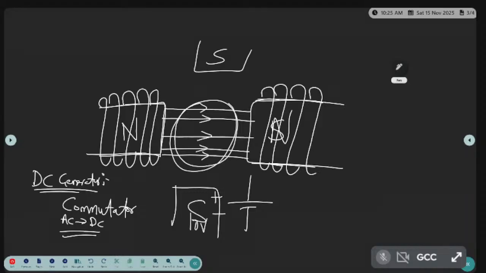So instead of using two poles, I am using 4 poles: north pole, south pole, north pole, south pole. Instead of using permanent magnets, I am making the magnets. Now here I am winding. It is not a single conductor. How many conductors are we having? So many groups of conductors. So can I say it is a winding? Yes, the poles have the winding.